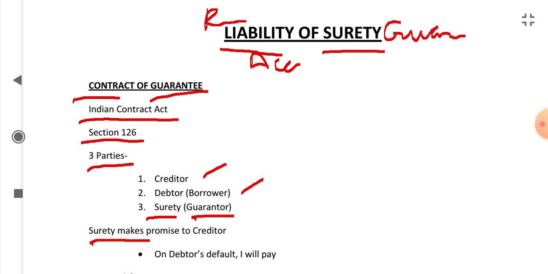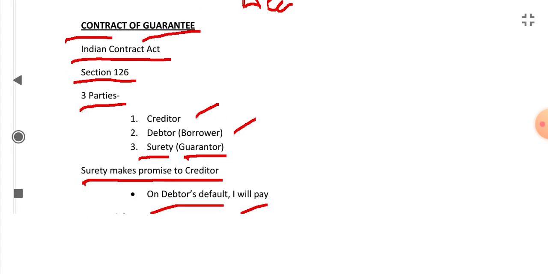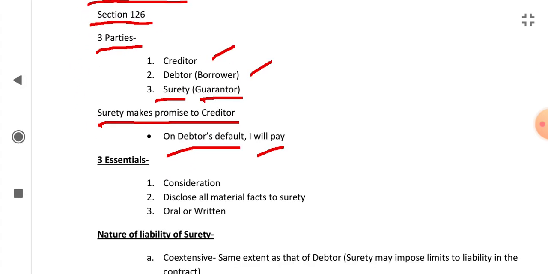The surety makes promise to creditor that on debtor's default I will pay. If the debtor is unable to pay, or if he is not paying the money or the value back to the creditor, then the surety or guarantor will pay the money.